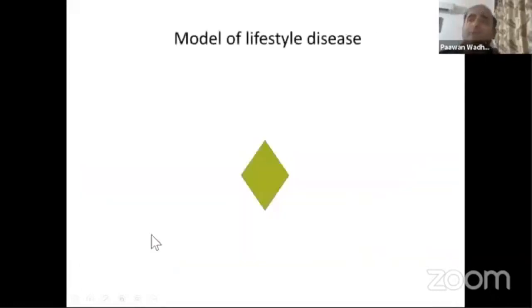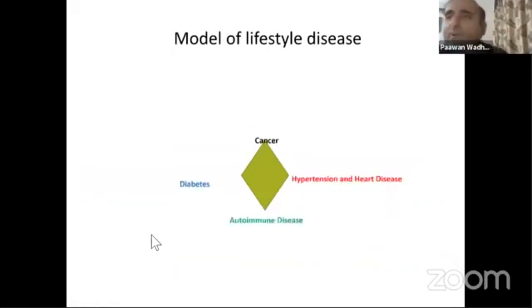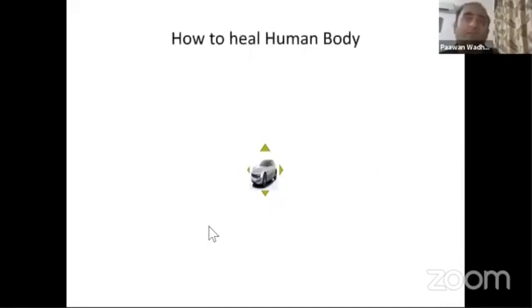Now, the model of lifestyle disease. There are 4 types of lifestyle disease which are prevalent in the world. Hypertension and heart disease is one of the leading killers in the world. Cancer is again the 2nd most common cause of death in the world. Diabetes is causing so many people to die, and autoimmune problems are the 4th lifestyle disease, which we can tackle simply with diet.